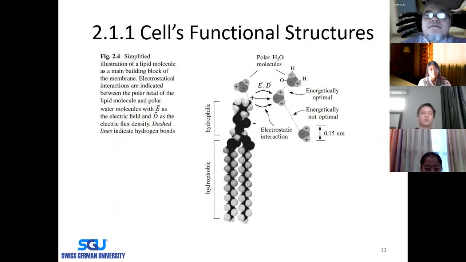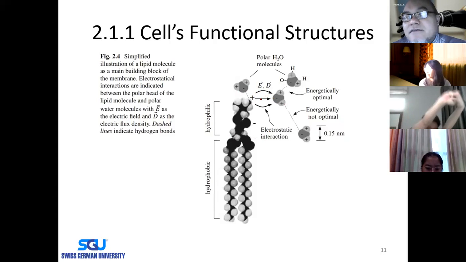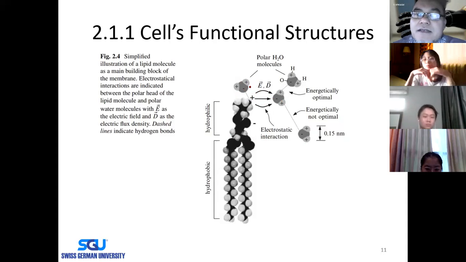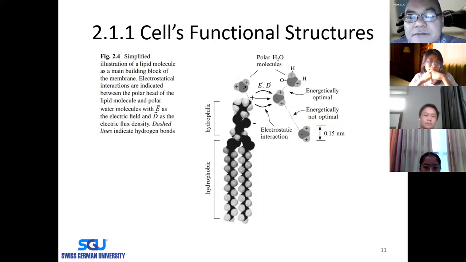Then this is a simplified illustration. So you see here the polar structure, the hydrophilic structure will mix through hydrogen bonding, electrostatic interaction, or van der Waals interaction, you may say like that, with the surrounding water molecules in the extracellular fluid or in the intracellular cytoplasm. See here, the positive charge from the choline functional group will bind to the negative charge of the water molecule, which is located on the oxygen.